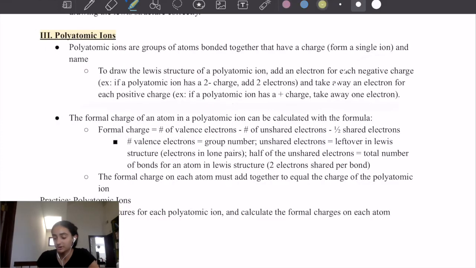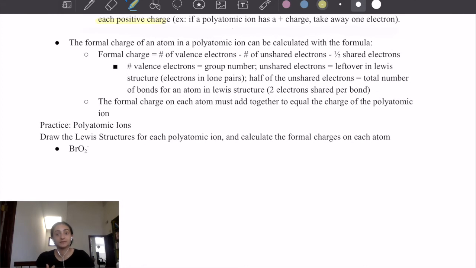Okay, so next we're going to talk about polyatomic ions, which are basically groups of atoms that are bonded together and have a collective charge. And we can draw the Lewis structure of a polyatomic ion just like we can draw the structure of any other compound. Based on the charge of the polyatomic ion, we add an electron for each negative charge and we take away an electron for each positive charge. So for instance, if a polyatomic ion has a +2 charge, the overall amount of electrons throughout the whole Lewis structure will be 2 less than it normally would be.